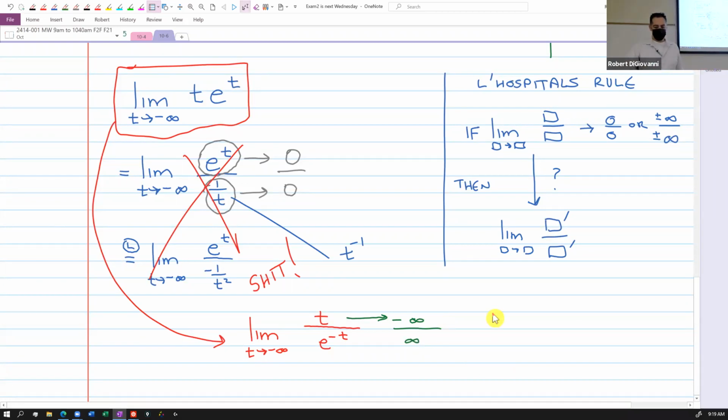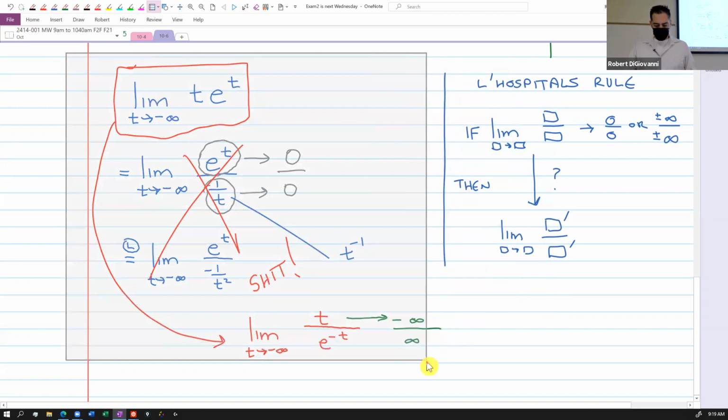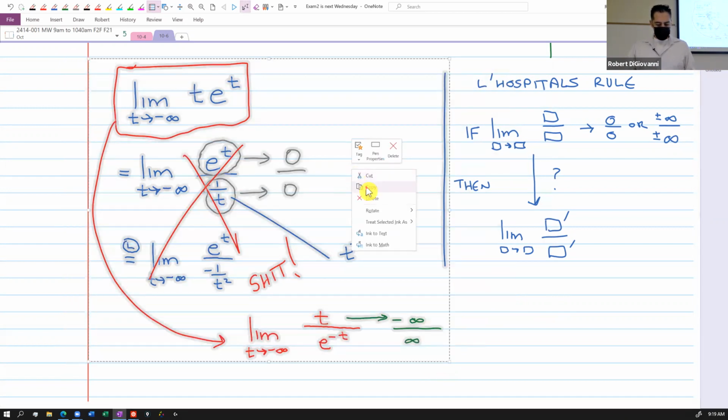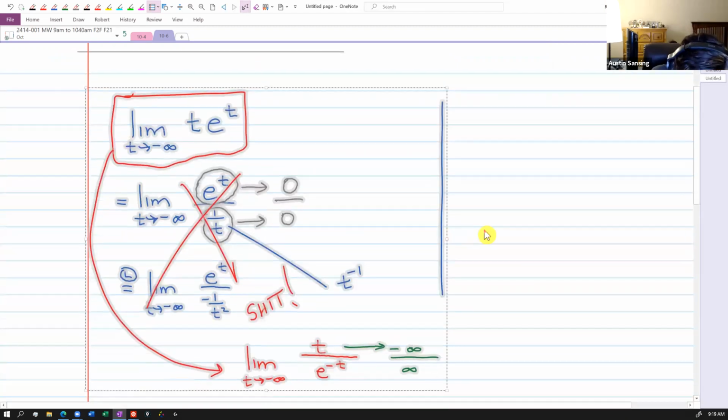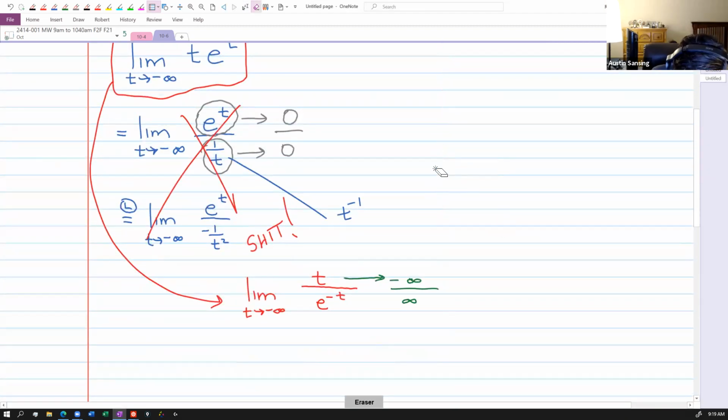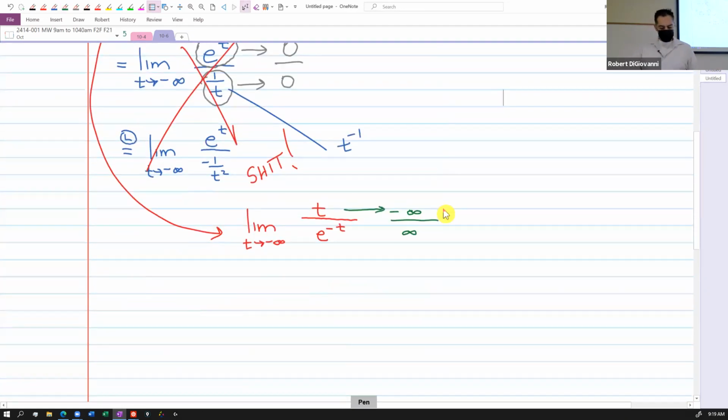With me? It's fun or what? Okay, I have to continue and I'm out of room, so I'm just going to take all this to a new page. Any questions at home? No. Okay, so now I'm going to use L'Hopital's rule, so I'm going to put an L here.